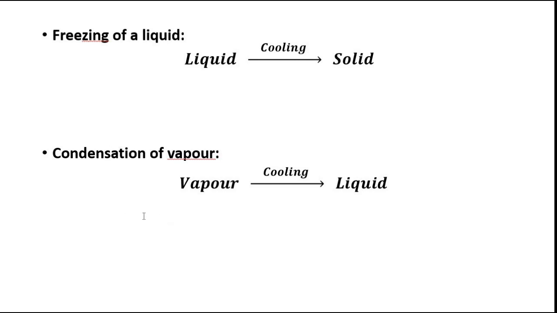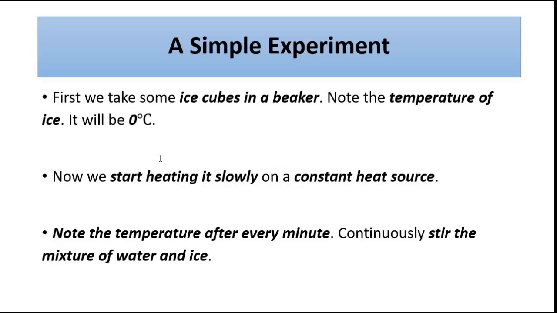Now here our main objective is to study the curve, the graph of change of state, and we'll take the example of a simple experiment of melting of ice. The transition of states of ice from solid ice to liquid, that is liquid water, into vapor, that is water vapor. We will study it with the help of a simple experiment.